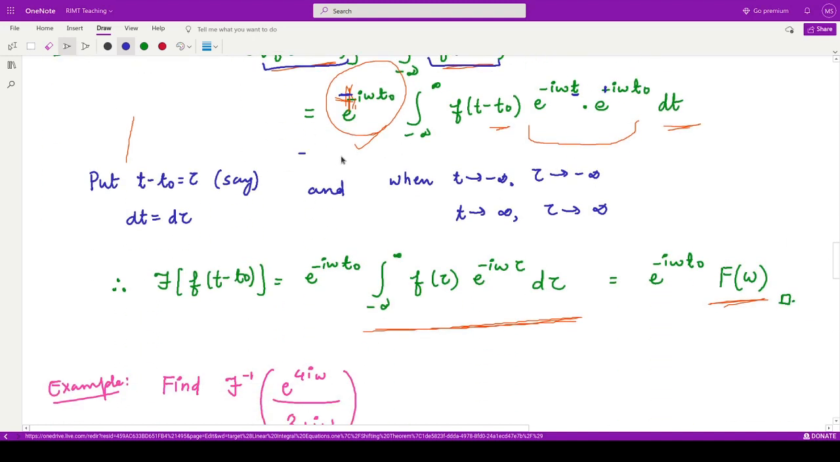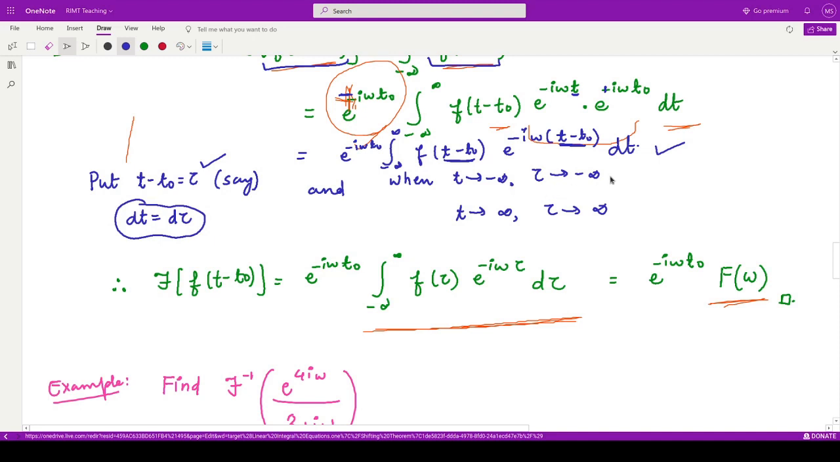So we would have e to the power minus iota omega t naught, integration from minus infinity to infinity of f of t minus t naught, and then e to the power minus iota omega times t minus t naught, dt. Then we can substitute t minus t naught equal to tau, so that dt is equal to d tau. When t goes from minus infinity, tau also approaches minus infinity, and when t goes towards infinity, tau also moves towards infinity.